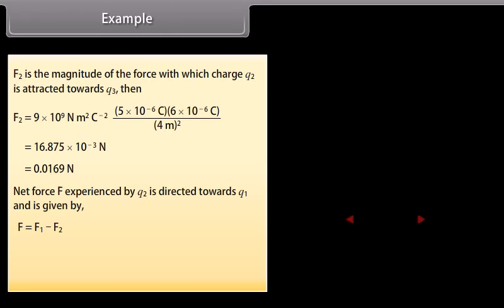Net force F experienced by Q2 is directed towards Q1 and is given by F is equal to F1 minus F2, which equals 0.045 minus 0.0169 Newton, which is equal to 0.0281 Newton.